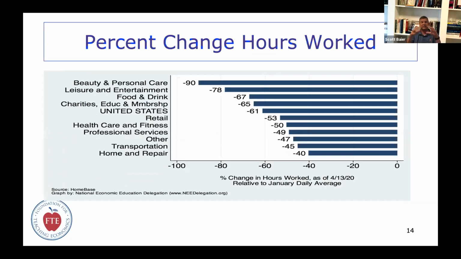A way to see this kind of as a point in time, if we look at where we were a few weeks ago, hours worked in beauty and personal care were down 90%. Leisure, and think of movies and concerts, down almost 80%. Transportation was doing better, and home repair was doing a little bit better, but still down minus 45 to 40%. So this sudden drop in demand led to this dramatic cutback in hours worked.